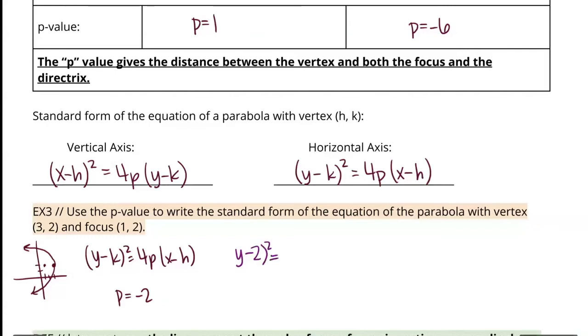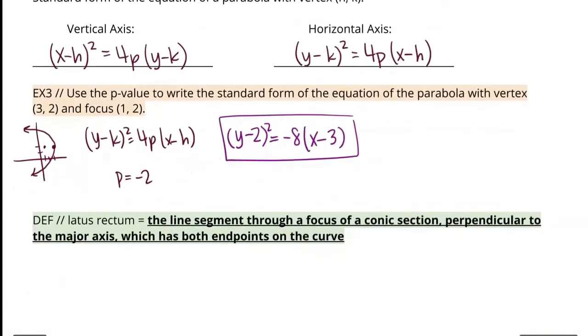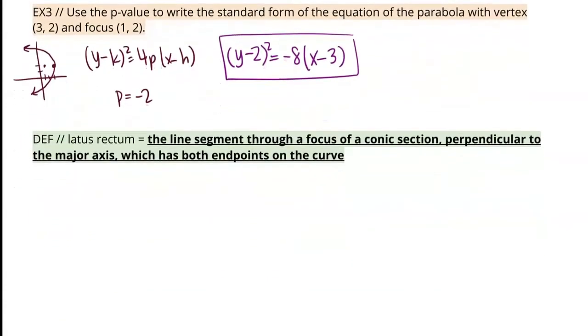4 times our p-value is going to be negative 8. And then x minus the x-coordinate of the vertex, which is 3. So there is the equation of that parabola. All right. Another piece of a parabola that can be discussed is what's called the latus rectum.